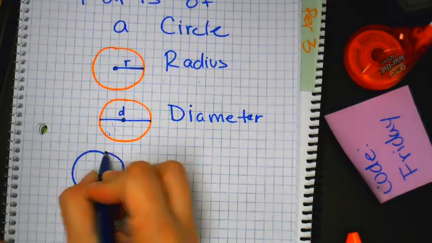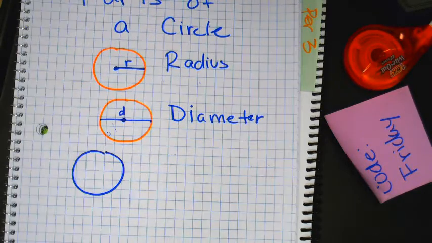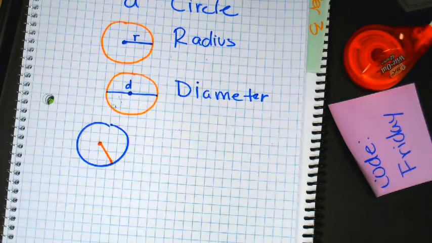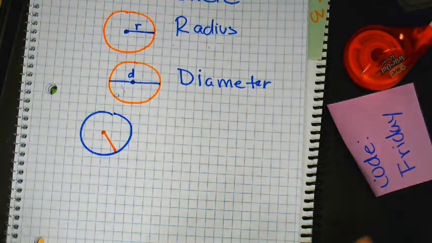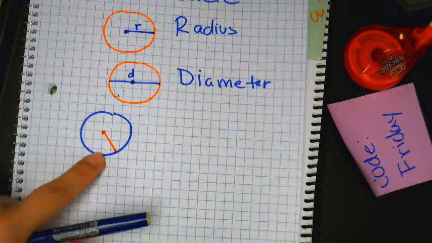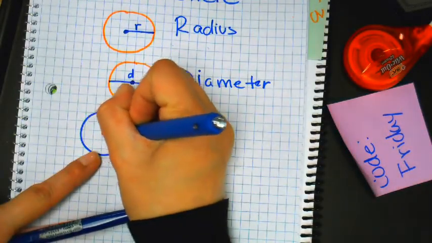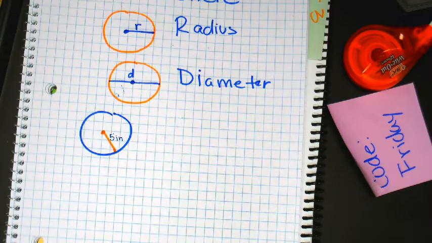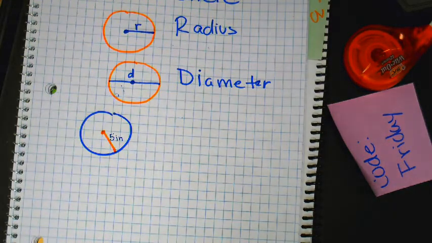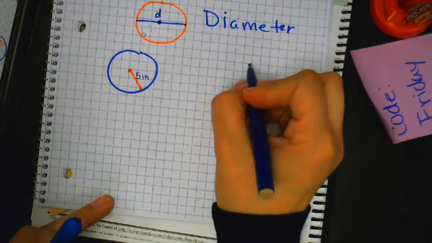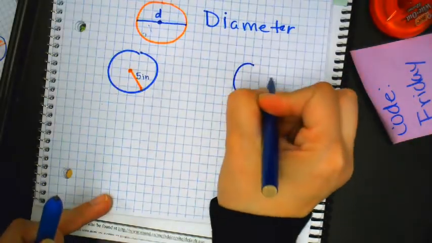Draw circle number 3 with the radius. So I'm going to do a dot, and I'm going to make the line kind of go this way. Does it matter? No. Is it half? Yes. Okay. And I'm going to tell you that this measures 5 inches. I measured it, and it's 5 inches. Totally 5 inches.